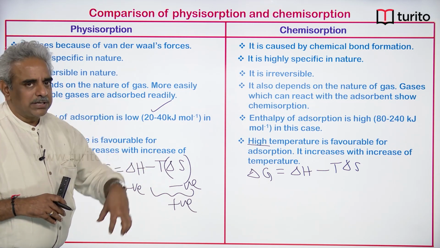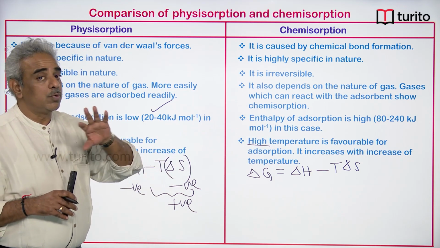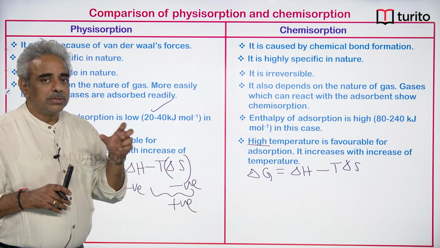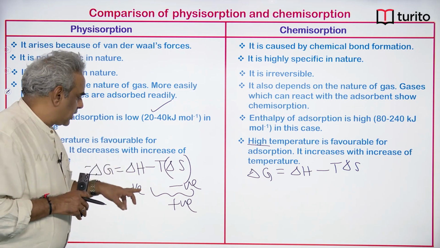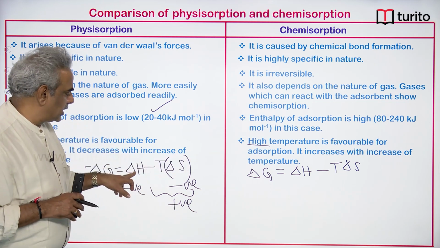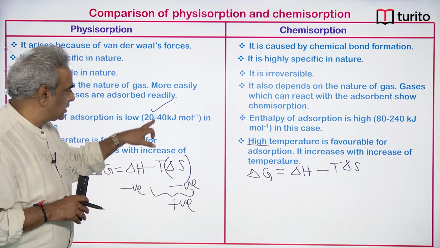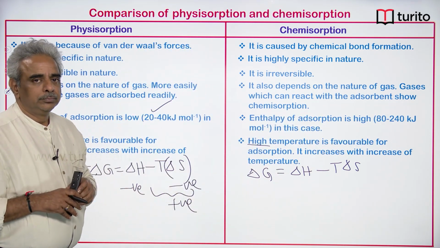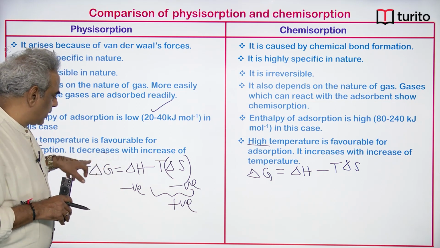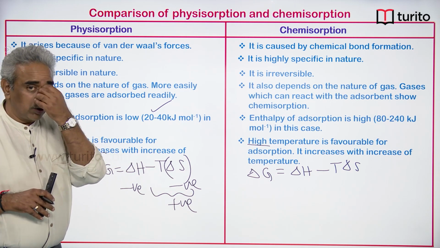Settling of particles on the surface, delta S wise both are almost the same. So, who plays the role properly? See, the difference is that here delta H is negative, and here also delta H is negative, but here delta H is less negative, and here delta H is more negative. So, for delta G to become negative, only temperature should take the control.